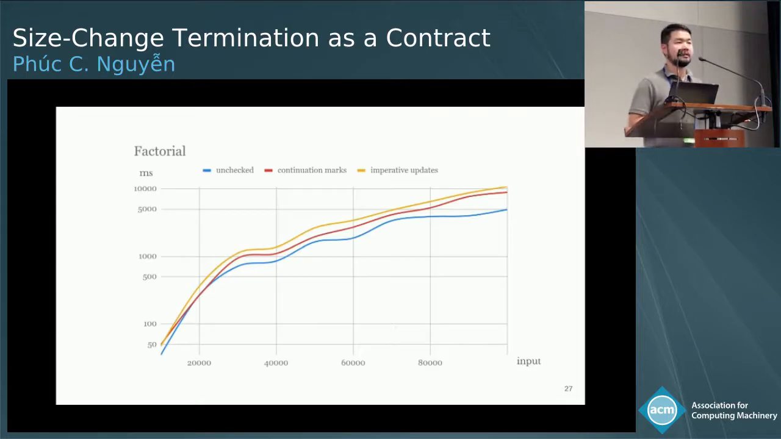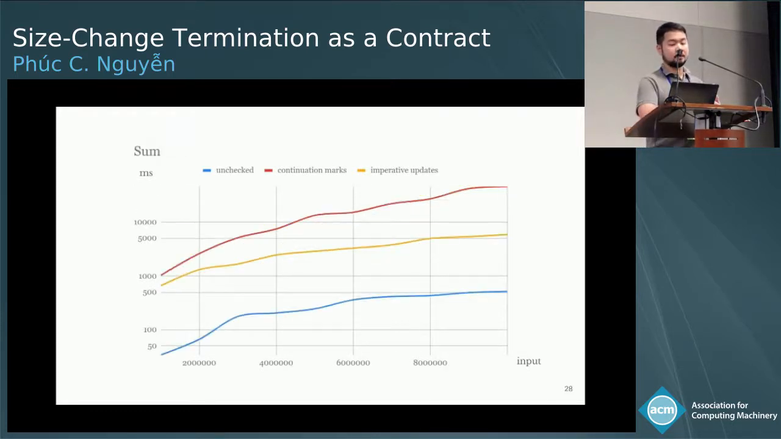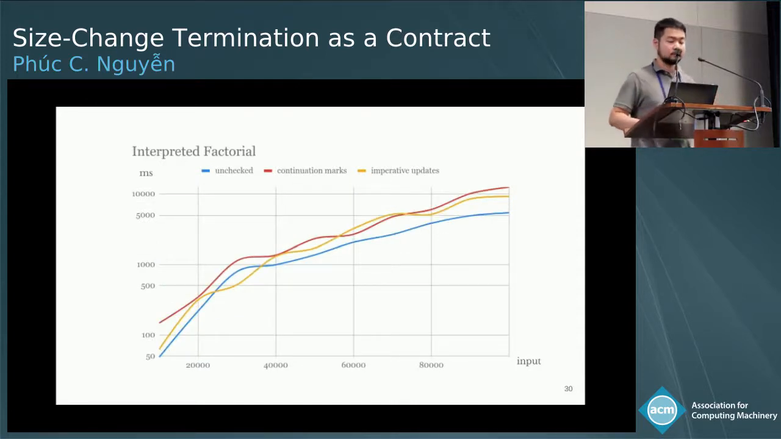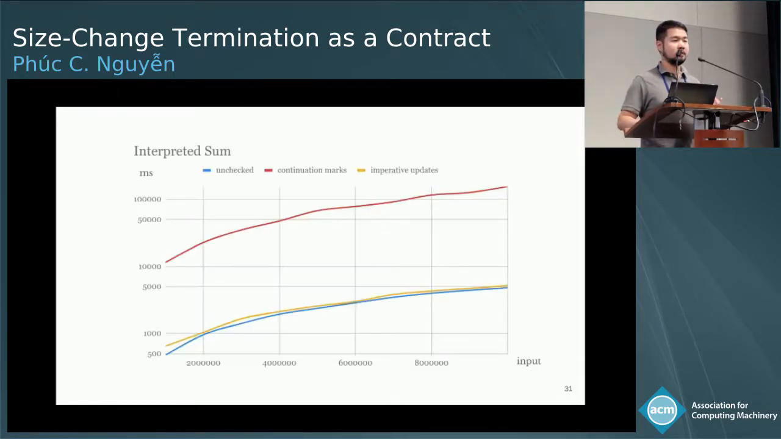The overall result is that when there's heavy work in each iteration, there's little difference between the three implementations. And for the tight loop, that's where the overhead is the most pronounced, where the continuation mark implementation is significantly slower than the imperative implementation, which still has significant overhead over the baseline of an unmonitored program. For the interpreted variants, where there's lots of work in each iteration, the imperative implementation has no significant overhead.